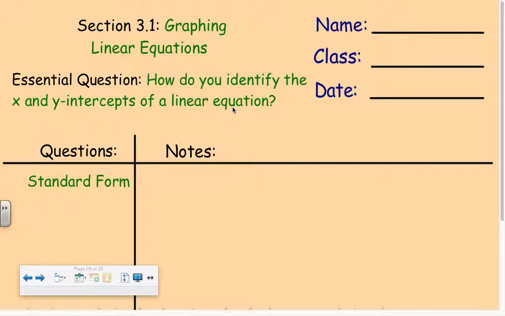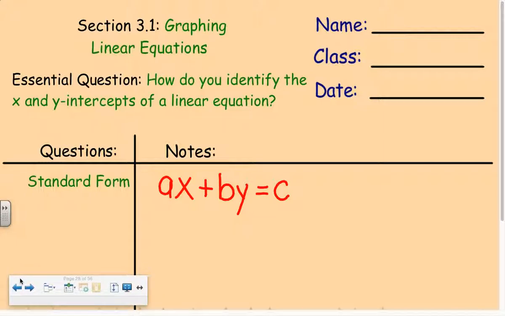The vocab word for this lesson is standard form, which is one way to write an equation for a line, and it's ax plus by equals c. I'm not going to go into any of the details on this formula until the next page where you'll see all the rules. So all I'm going to write for the vocab definition is ax plus by equals c.